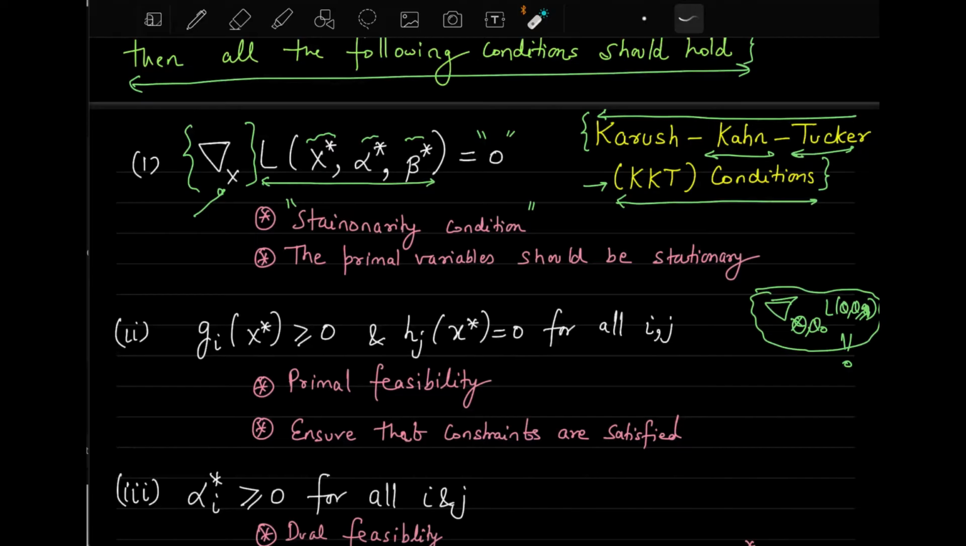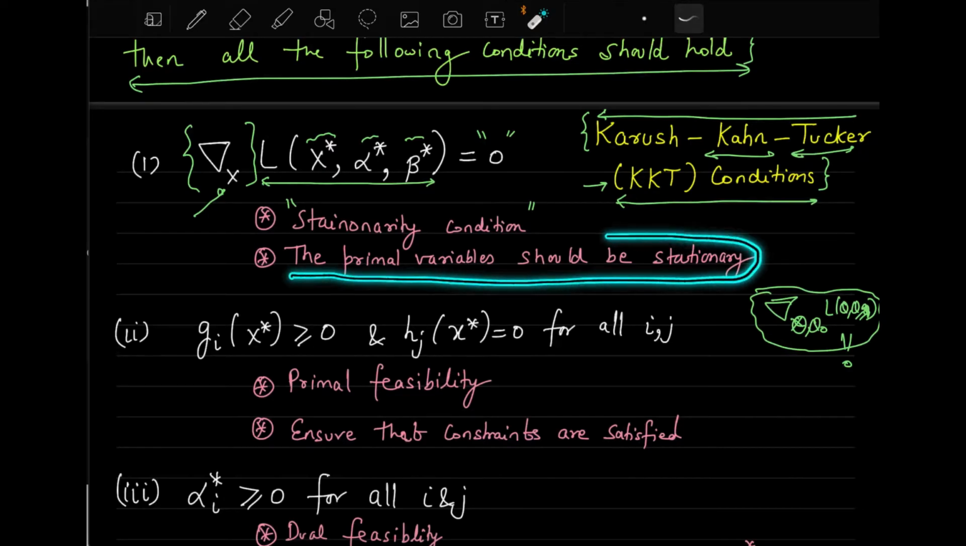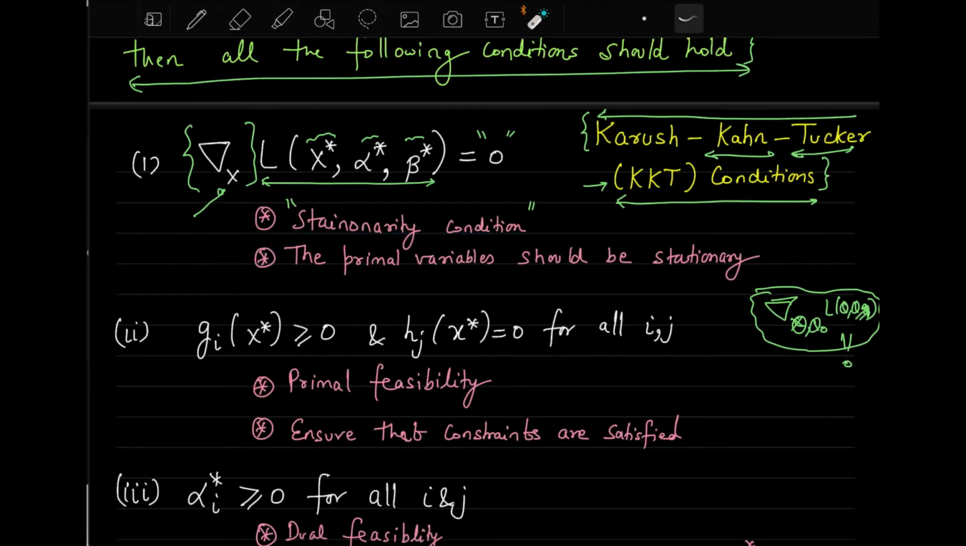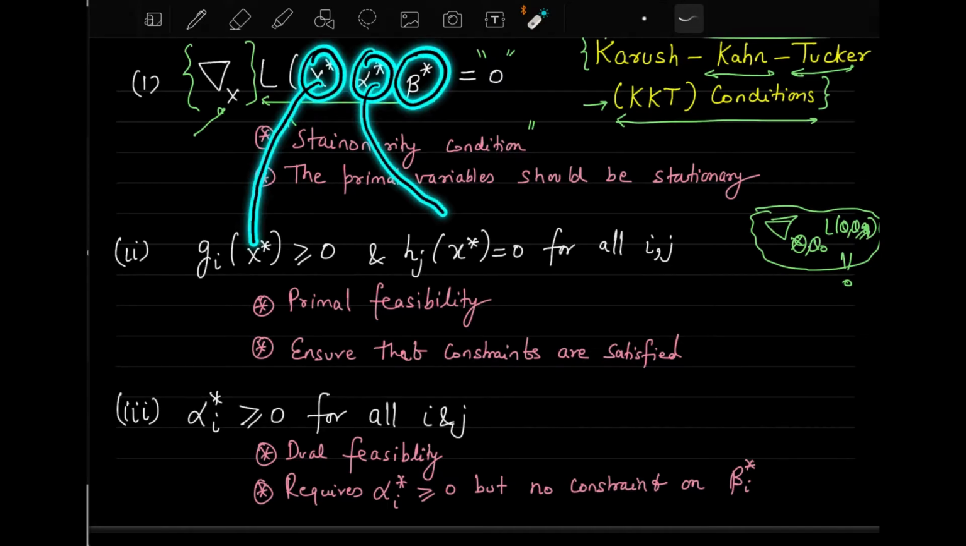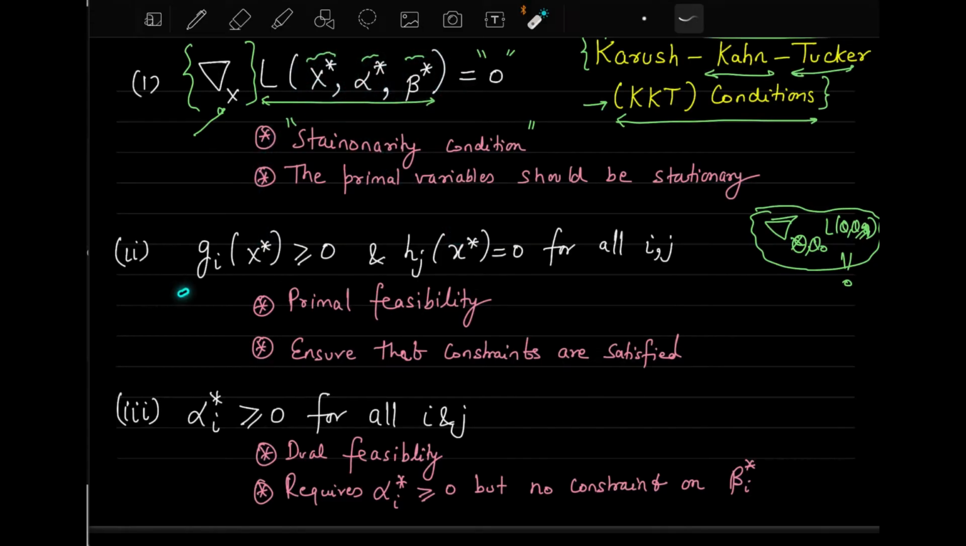And what it means is that the primal variable should be stationary. That is the main concept for imposing this constraint here. What is the second condition? The second condition is that g_i(x*) should be greater than or equal to 0 and h_j(x*) should be equal to 0. What it means is that whatever solution you are getting, if you put these solutions into these constraints, they should satisfy them, because we know that g_i(x) is greater than or equal to 0 and h_j(x) is equal to 0 are the constraints.